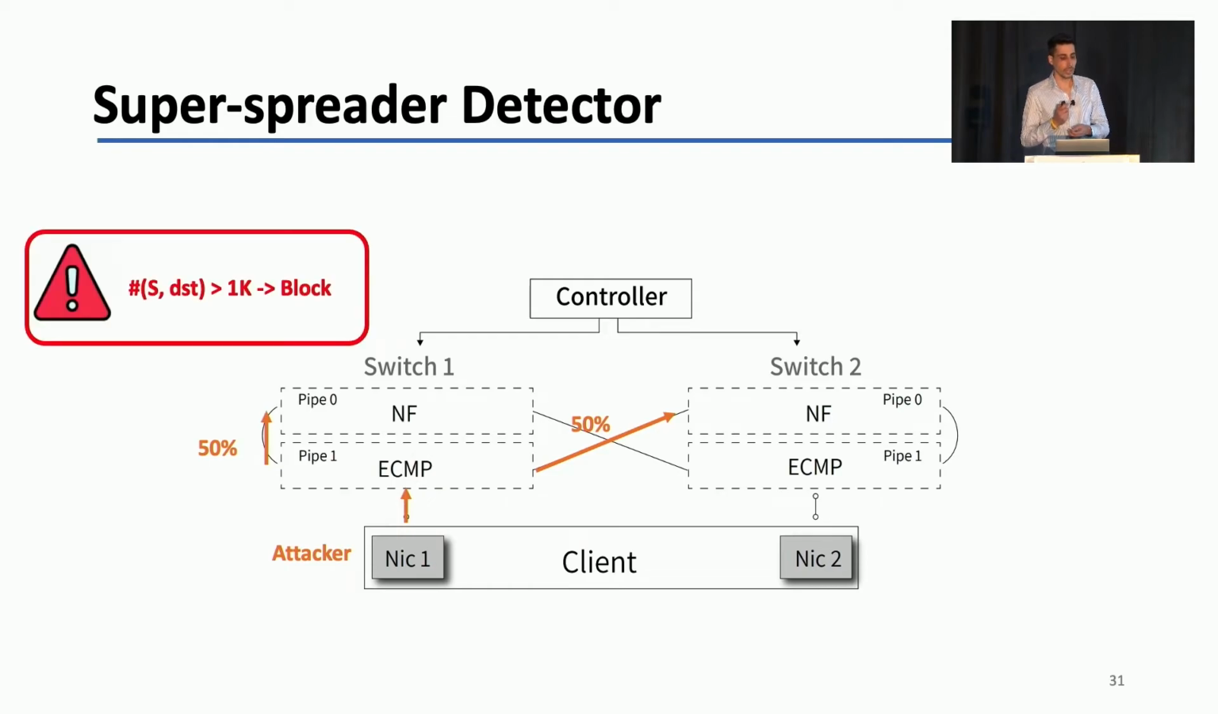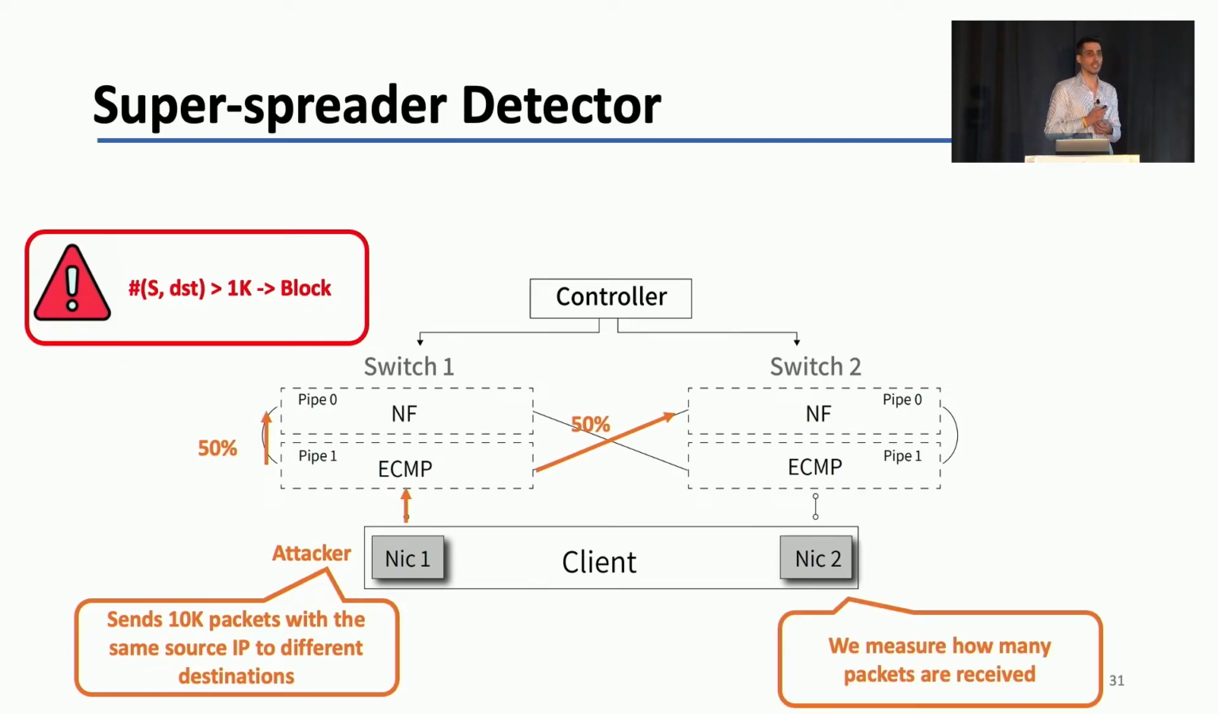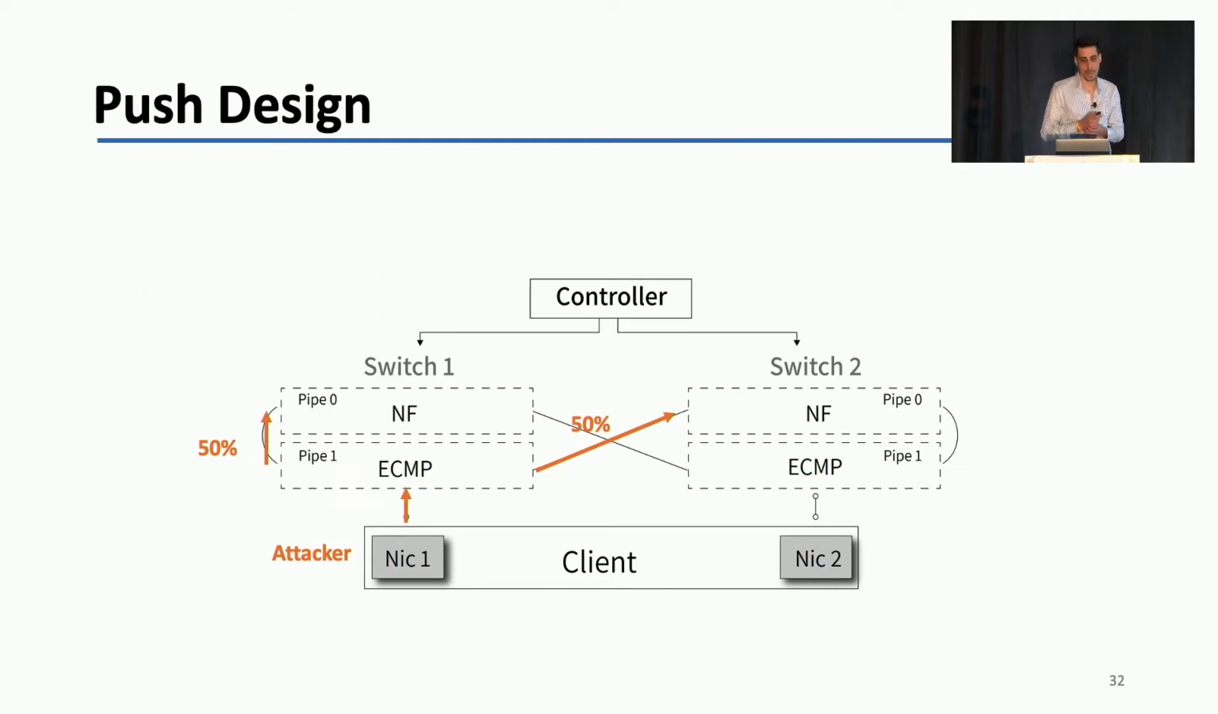And we program the application to block sources that communicate with more than 1K different destinations. So the attacker sends 10K packets with the same source IP to different destination IPs on NIC 1, and then we measure how many packets we receive on NIC number 2. So we have 2 different baselines.